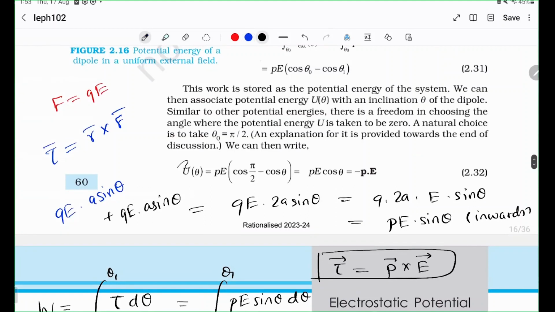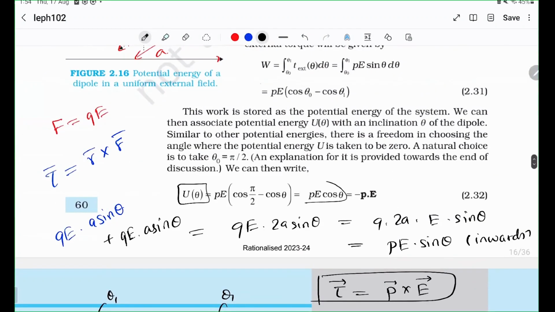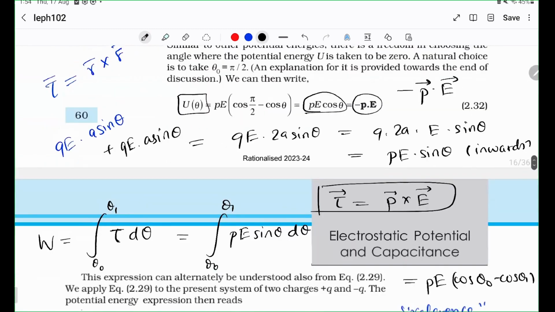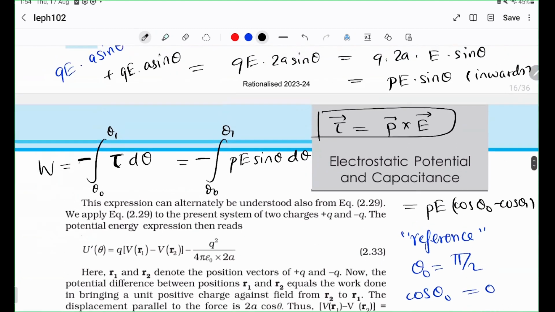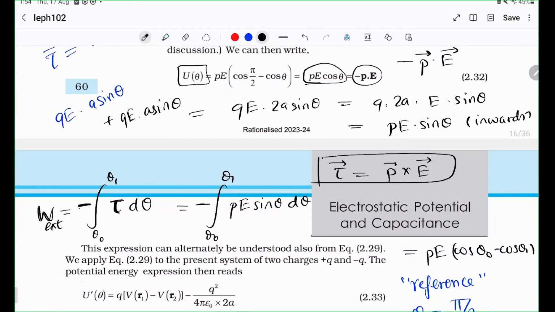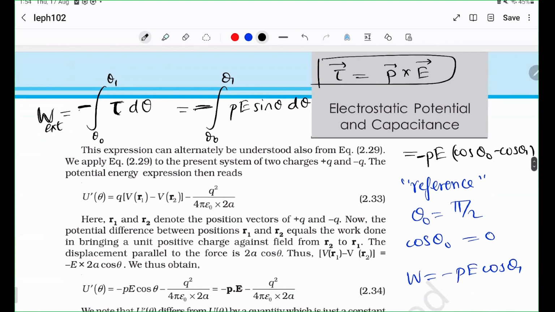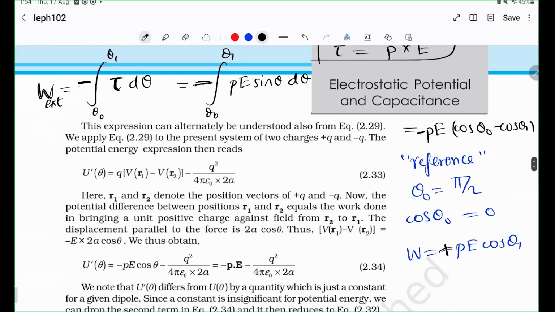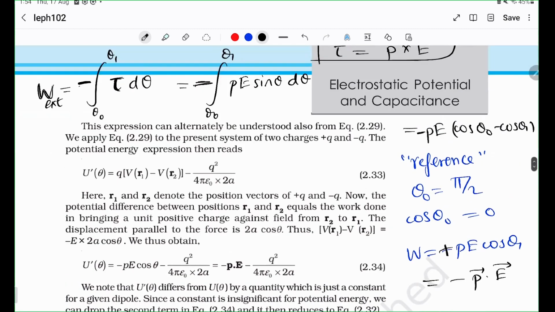The potential energy U of theta, it's a function of theta because as theta changes, the potential energy changes, is minus PE cos theta, or in other words, minus P dot E. By the way, sorry, I'm extremely sorry. This has a negative sign because the torque is the torque applied by the electric field, but the potential or the work done is the external work done. That is the work that you are doing to give the dipole its energy. So this has a negative sign, this is a negative sign, so this has a positive sign. Okay, so minus PE cos theta is minus P dot E. That is the potential energy.